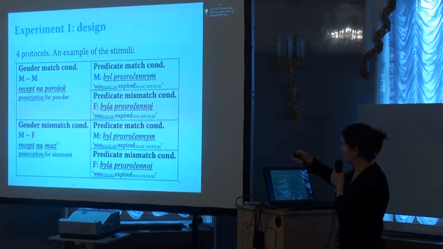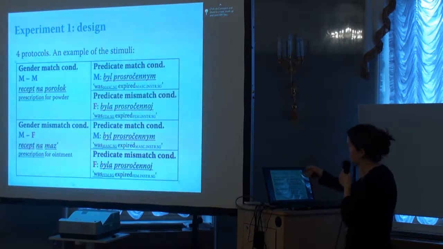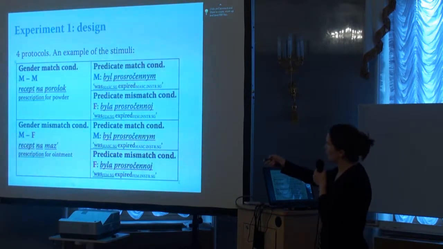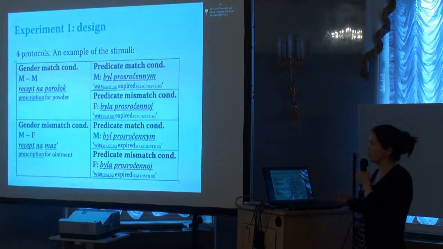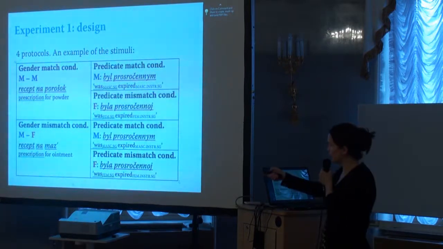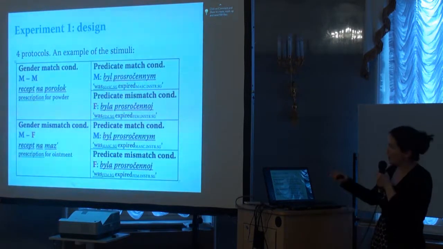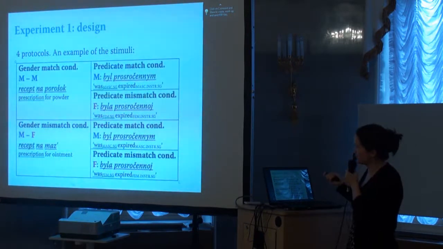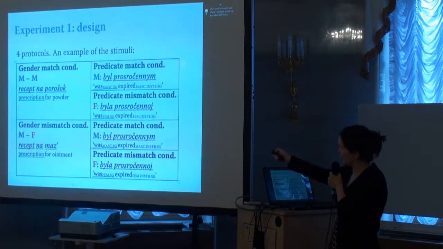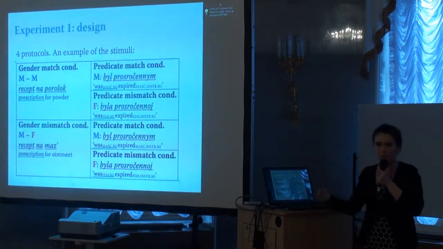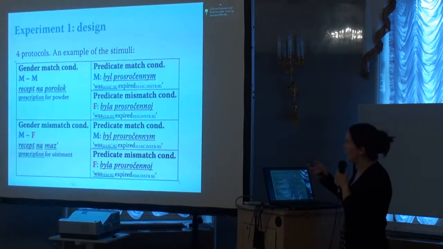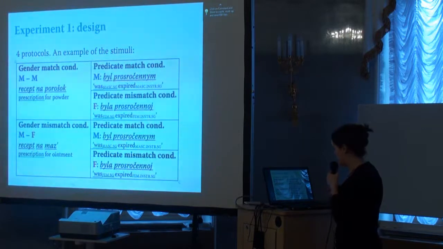So we were first given predicates. For example, был просроченным, was expired, masculine, or была просроченной, was expired, feminine. And then subject phrases like рецепт на порошок, prescription (masculine) for powder (masculine), or рецепт на мазь, prescription (masculine) for ointment (feminine). And we counted how many mistakes people made combining the predicate and the subject in a complete sentence, depending on these gender mismatches.